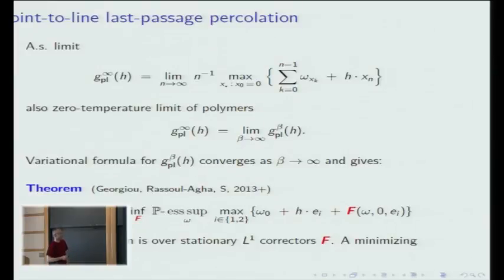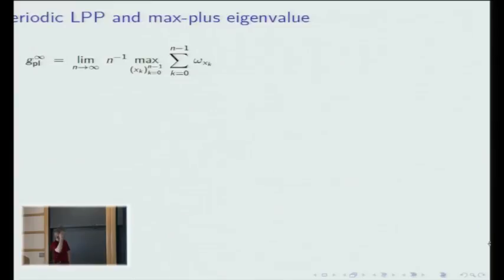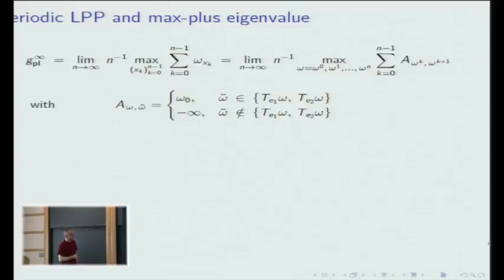Okay, so let's just take a look at the periodic case for the last passage percolation. Again, I dropped the external field just to make this a little bit simpler. I mean the periodic environment, so finite omega space. Here's the limit again, and now I can write it in terms of max plus algebra. A there is an irreducible max plus matrix defined like this, again sort of an incidence matrix. So I put the weight there if omega tilde can be reached from omega by an admissible step.